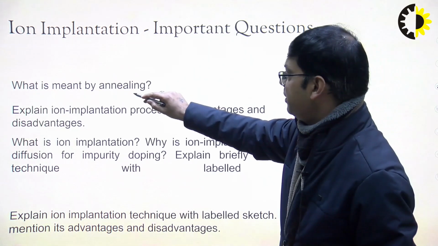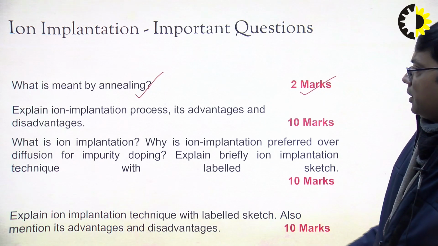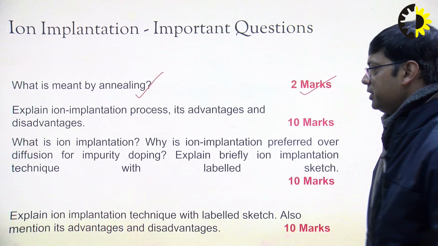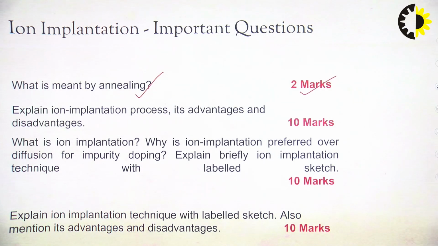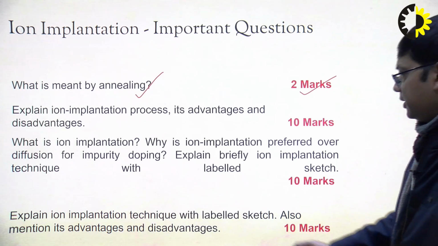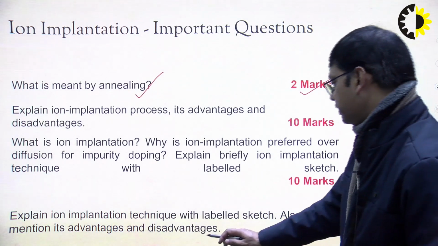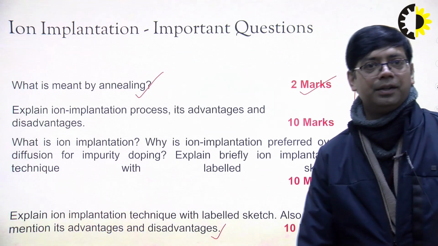First question is, what is meant by annealing? This may be asked in a 2 marks question. The second is, explain the ion implantation process, its advantages and disadvantages. Third is, what is ion implantation? Why is ion implantation preferred over diffusion for impurity doping? Explain briefly the ion implantation technique with labeled sketch. And there is another question, explain the ion implantation technique with labeled sketch, also mention its advantages and disadvantages. These are the questions which have been previously asked in the university exams.